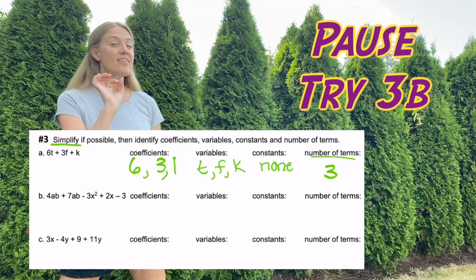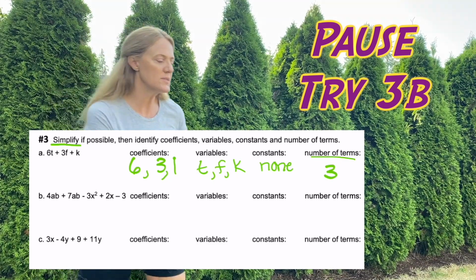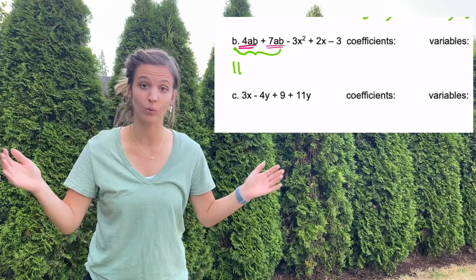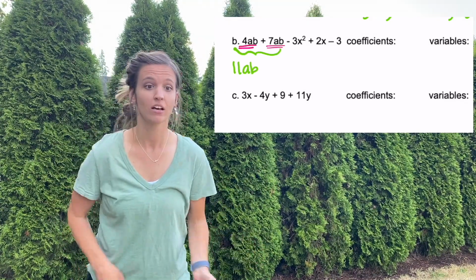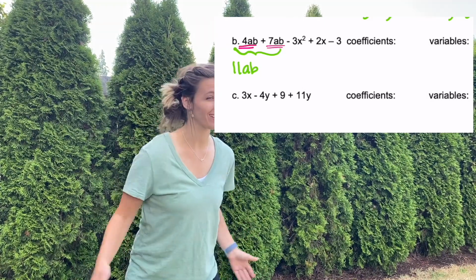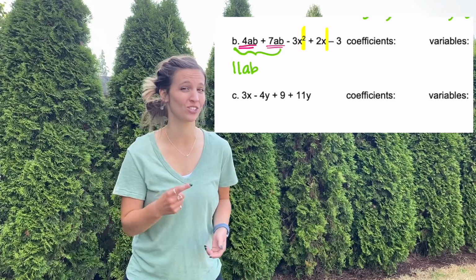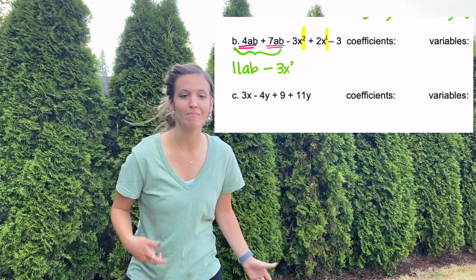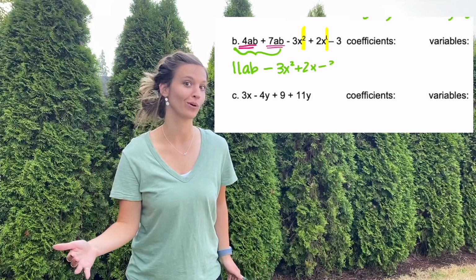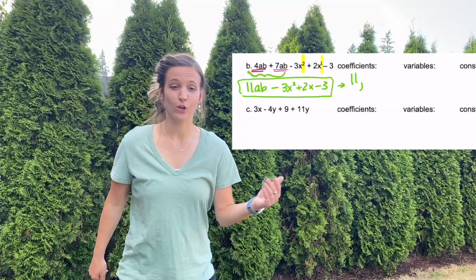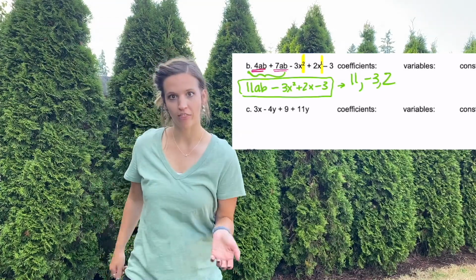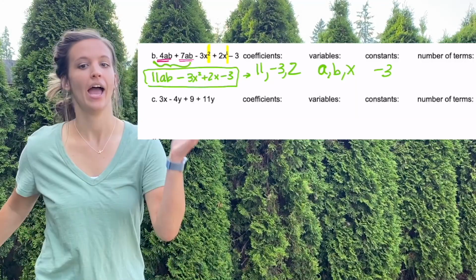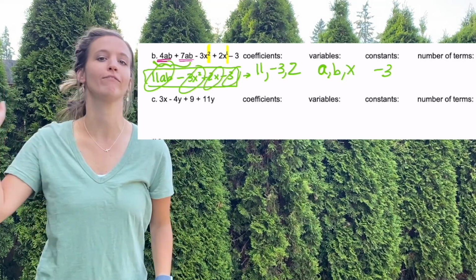Simplify first, then identify. Look for like terms. All right, let's see how you did. 4ab plus 7ab, same variables raised to the same power, so we can just add the coefficients, 11ab. Okay, the next one, -3x squared plus 2x. Can I combine these? The power on the first x is 2, the power on the second x is 1, so I can't combine them, so I'm just gonna have 11ab minus 3x squared plus 2x minus 3. That's a constant term. Its coefficients are 11, -3, and 2. Okay, the variables are a, b, and x. The constant term is -3, and the number of terms total, 1, 2, 3, 4.